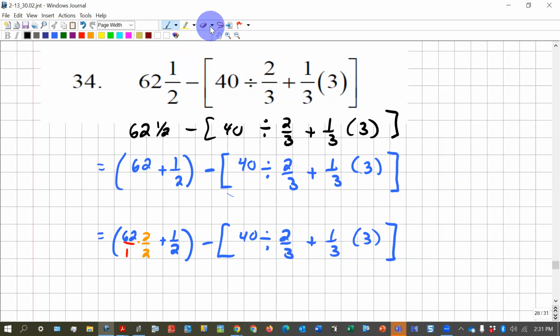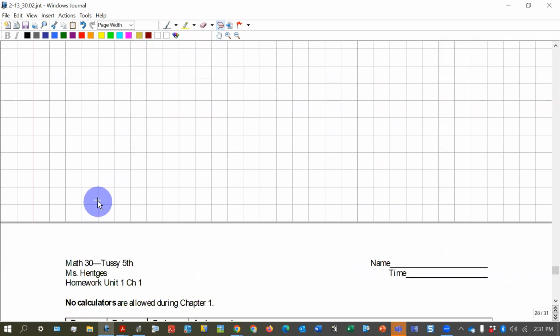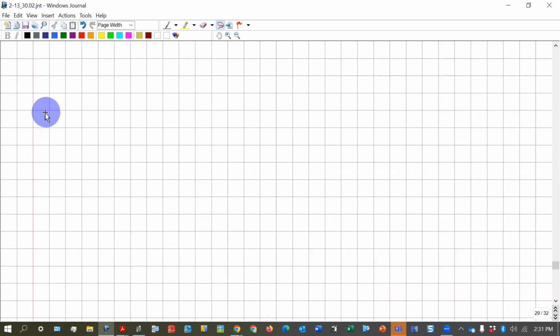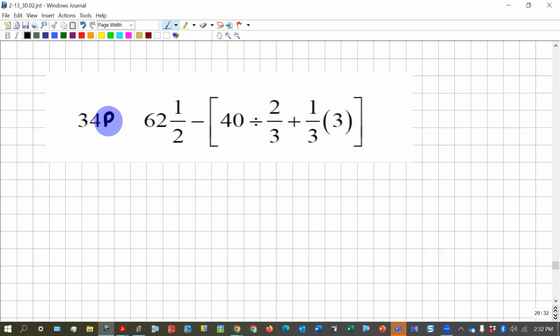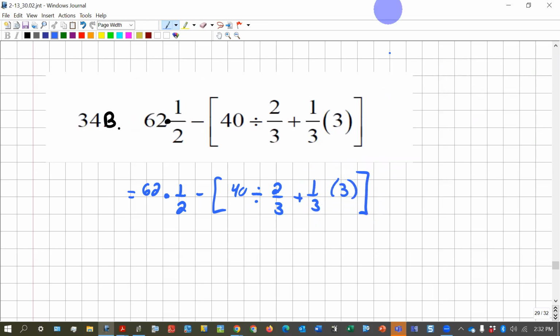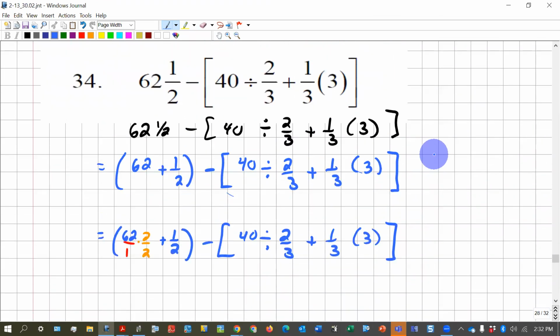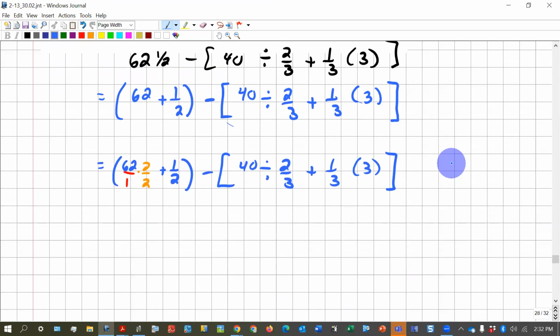But if I were to change it just a little bit, and I were to put a dot there, now it's multiplication. And this is exactly why we don't use mixed numerals in algebra. And if we must, we often write it with the fraction part with a slash instead of a horizontal fraction bar. So 62 is the same thing as 124 halves.